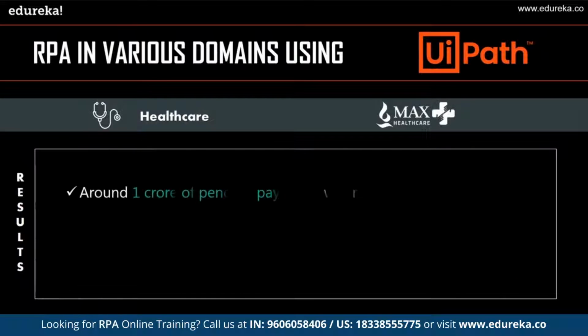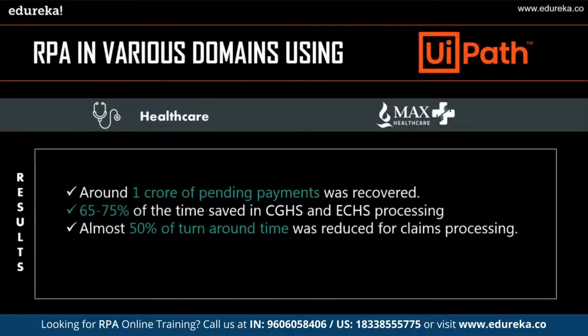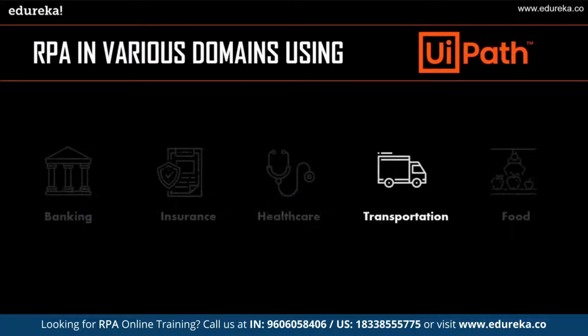So the results of Max Healthcare using UiPath were that around 1 crore of pending payments were recovered, around 65 to 75% of the time was saved in CGHS and ECHS processing, and almost 50% of turnaround time was reduced for claim processing. So that's how, guys, RPA is used in the healthcare industry. Now let's move on to the next industry, that is RPA in transportation.